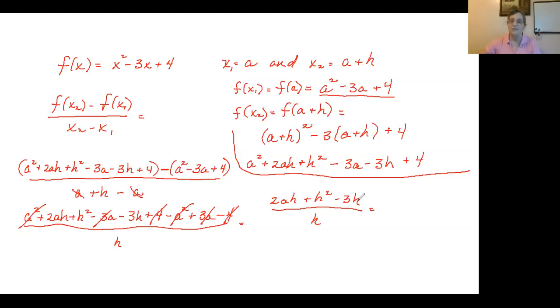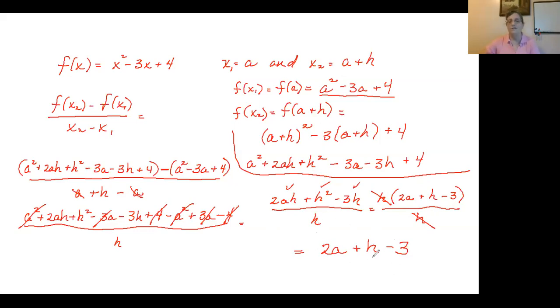h is a common factor in the top. So if I factor out an h, that would be h times 2a plus h minus 3. Double check, h times 2a is 2ah, yes. h times h is h squared, yes. h times a negative 3 is a negative 3h, yes. That is over h. These cancel, and that whole big mess has now thinned down to just 2a plus h minus 3.